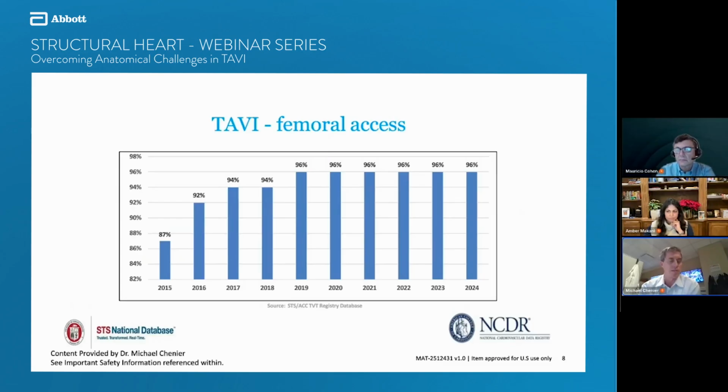And if you look at the TVT data, the femoral access rates have stayed pretty persistently high over particularly the last 5 years. But going back 10 years or more, of course, we know that transfemoral was used even less frequently, and we had different alternative access routes. So go on to the next slide, please.